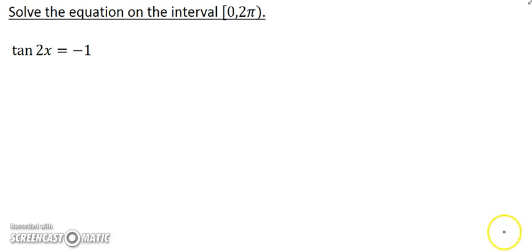Let's do maybe a slightly more informative example. We want all the values between 0 and 2 pi where tangent of 2x is negative 1. So I'm going to do that legwork again. The first thing I'm going to do is look at what I've got to work with. So when I get x, I need x to be on the interval from 0 to 2 pi, not including 2 pi. But I've started off with a 2x expression.